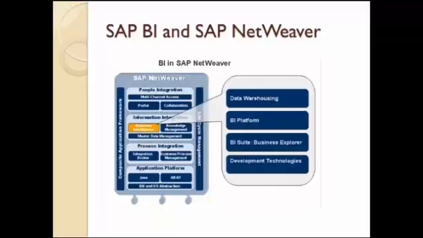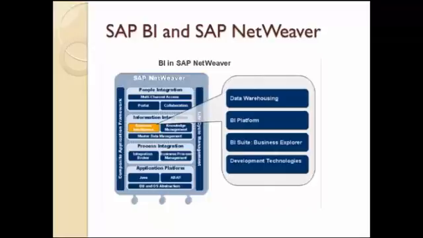And then you have the next shelf, several pieces that are related to process integration. And then the next shelf up is information integration. And within this shelf, you have two, actually they call them capabilities. One is business intelligence, and the other is knowledge management. And business intelligence, of course, is the focus of this course. And under business intelligence, you have further pieces devoted for data warehousing, BI platform, and then also a BI suite. Here we are mainly talking about Business Explorer tools that are used as front end to get data out of BW. And then you have separate development technologies as well.